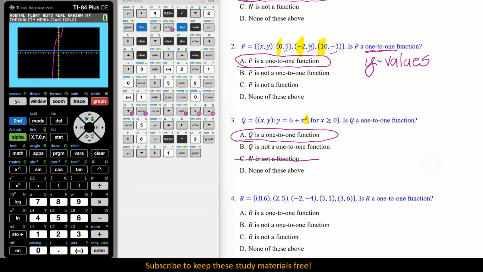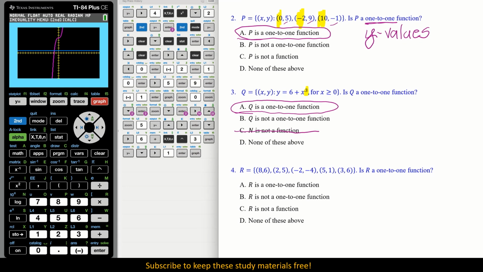All right, let's look at number 4. It says art. Now we have, it's the same setup as number 2. We have all these ordered pairs. Well, let's see if we have repeated y values. Remember, that's the key to being 1 to 1. Oh, I already see them here and here. So I'm going to have to say, no, that is not 1 to 1.